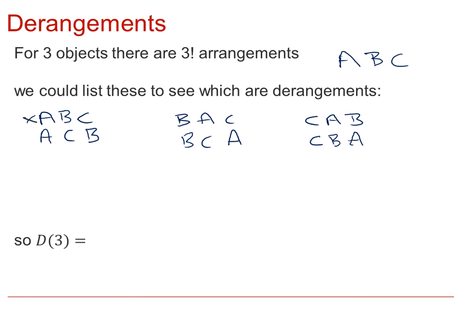So clearly those two, we have A in the original position. So that's no good. In this one here, we have C in the original position. So again, that will not work. In this one here, we have B in its original position. So again, that is not a derangement, leaving us with just 2 derangements. Therefore, we can say that D of 3 equals 2.